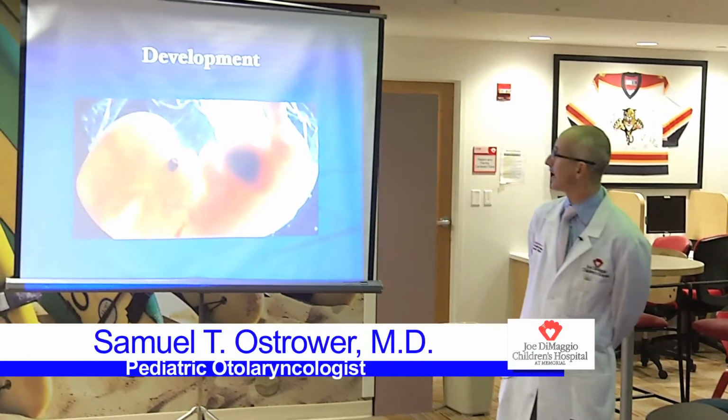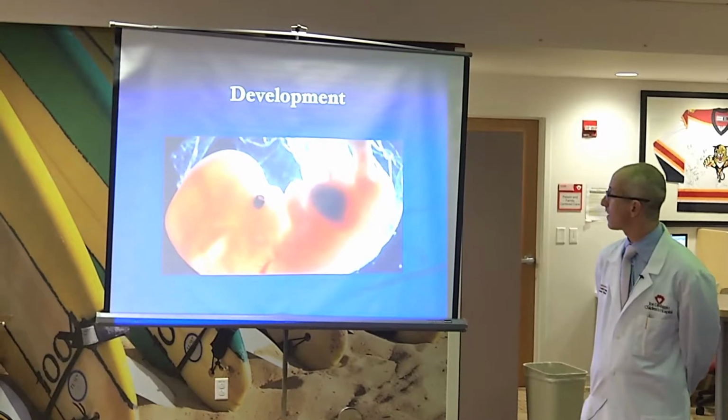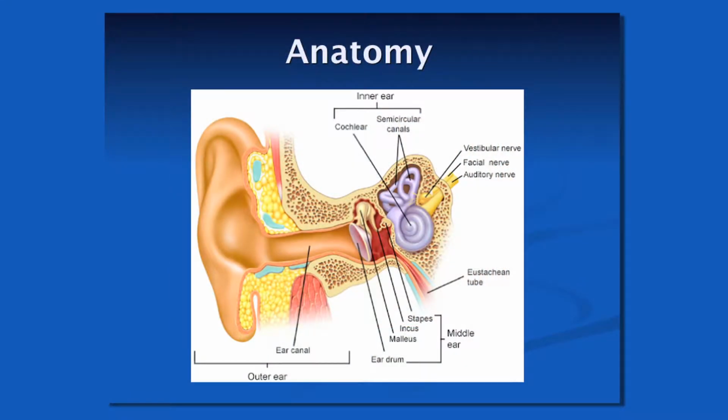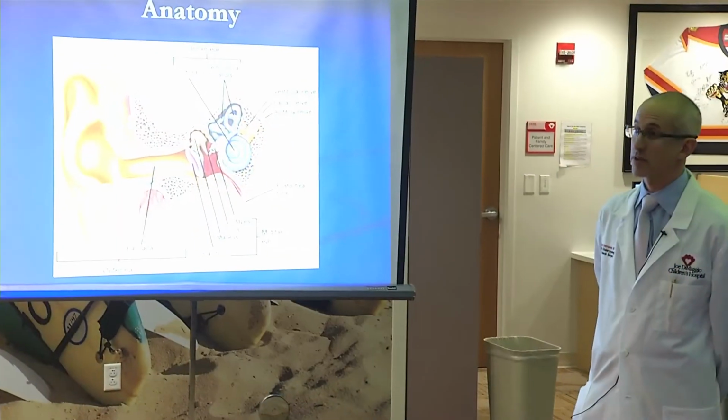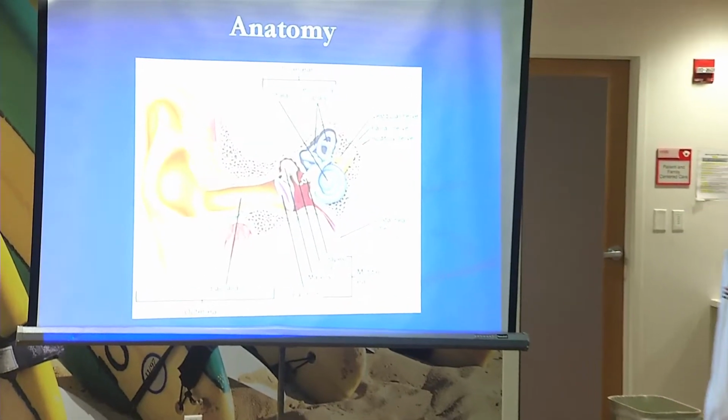Starting from the beginning, the ear begins development at the very earliest stages. The inner ear starts development at the 3rd week after conception, and the inner ear itself goes on to continue development through the 25th week. When we talk about the ear anatomy, it's essentially broken up into 3 basic parts.